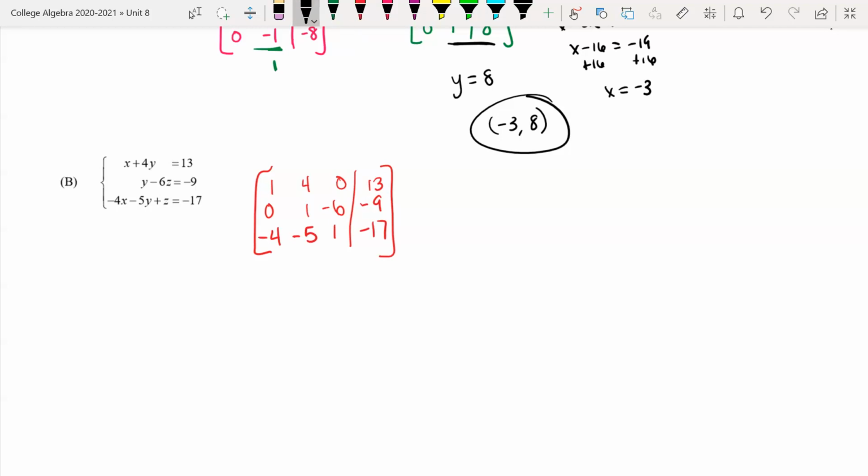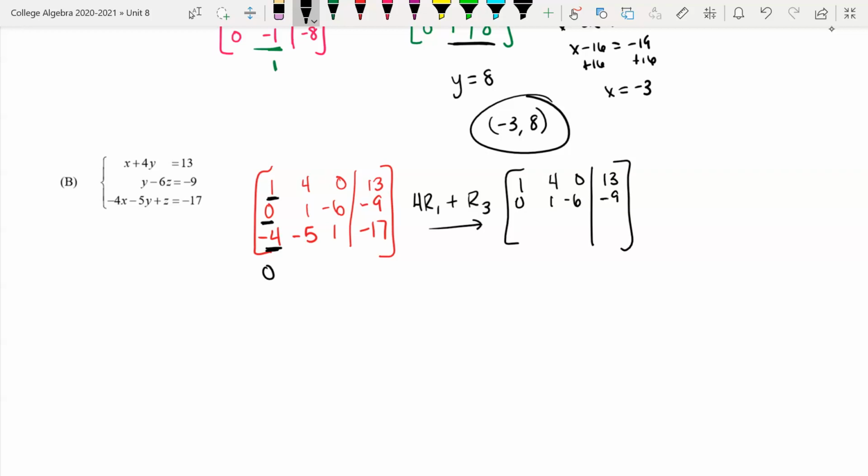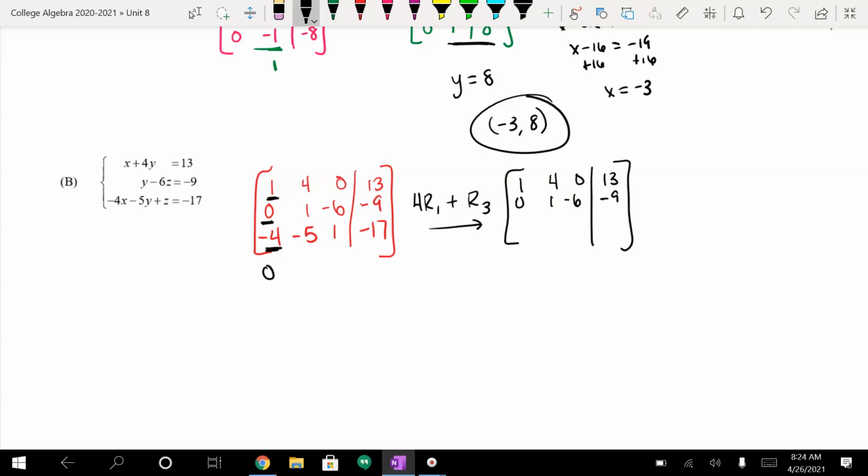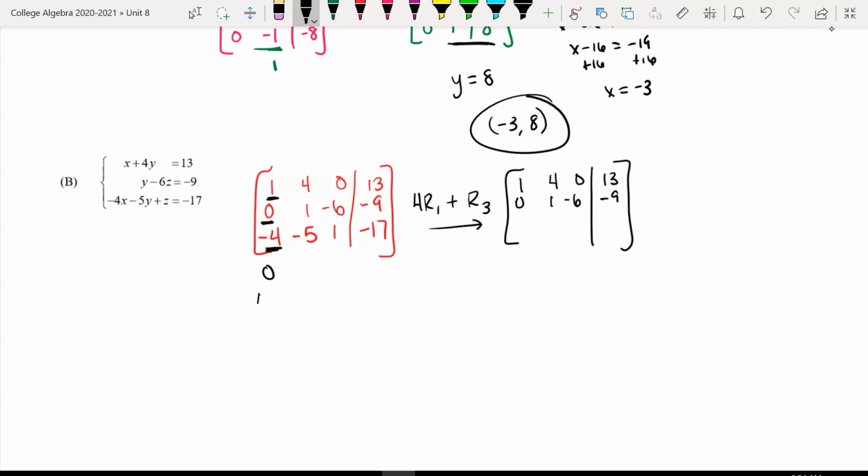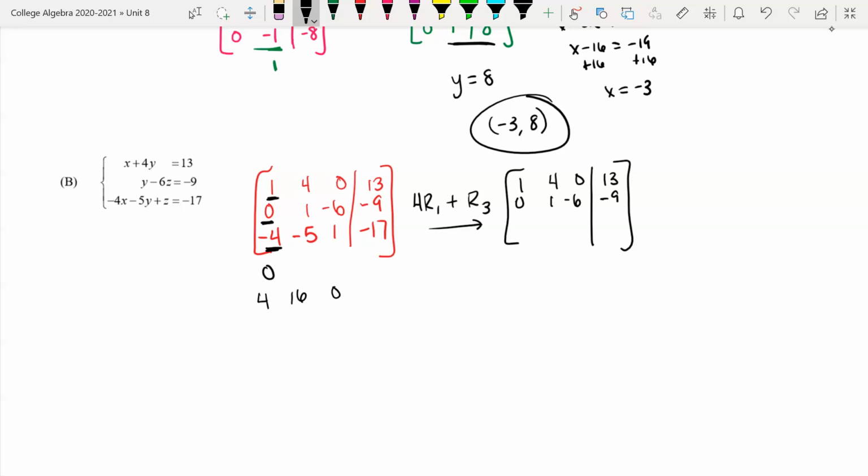So the nice thing about this is there's already a 1 here, there's already a 0 here, but I got to get a 0 here. So how am I going to do that? Well, I'm going to take 4 times row 1 and add it to row 3. So row 1 and row 2 do not change. Now what I do when I multiply is I always write the row that I'm multiplying below it. I just write the numbers that I would get. And then I add it separately.